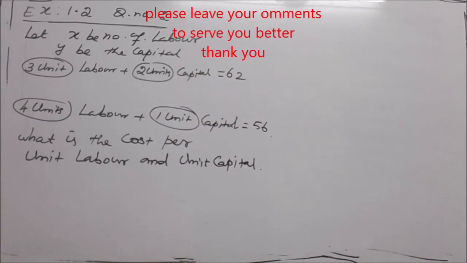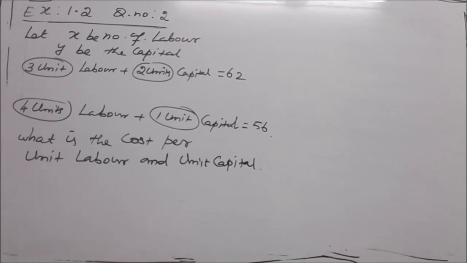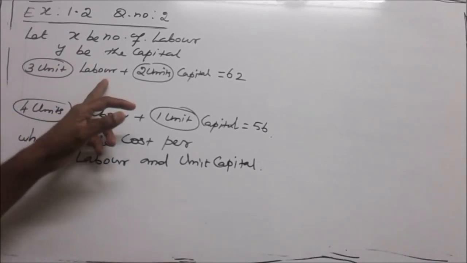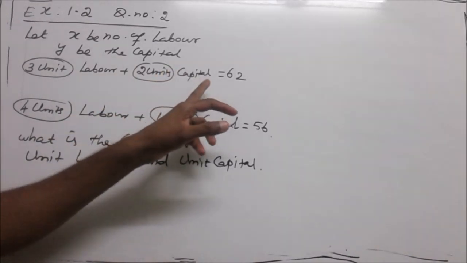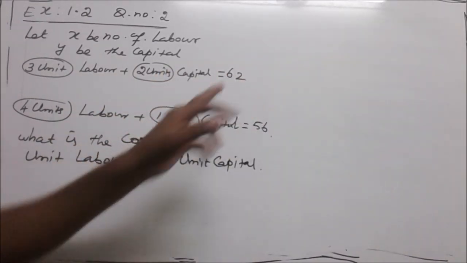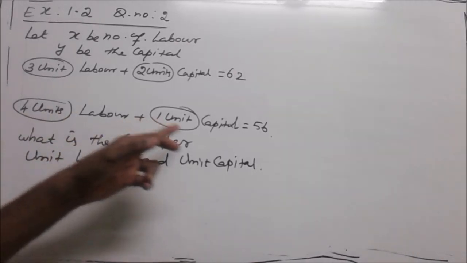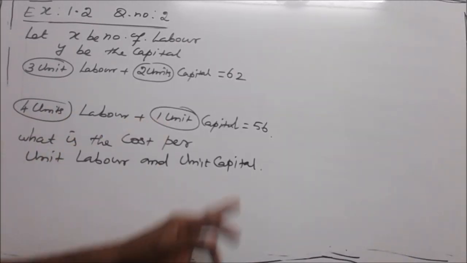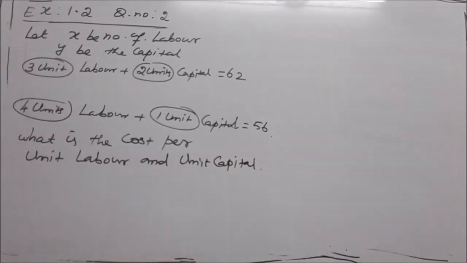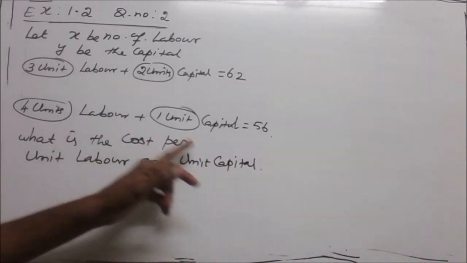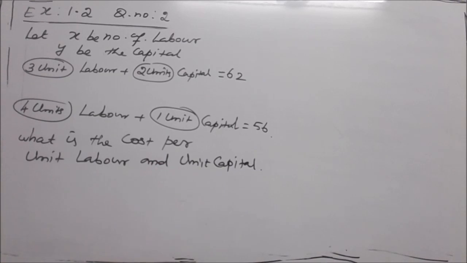Question number 2 in exercise 1.2. The given question is: a commodity is produced by using 3 units of labor and 2 units of capital, which costs rupees 62, and by 4 units of labor and 1 unit of capital it costs rupees 56. Then what is the cost per unit of labor and unit of capital?